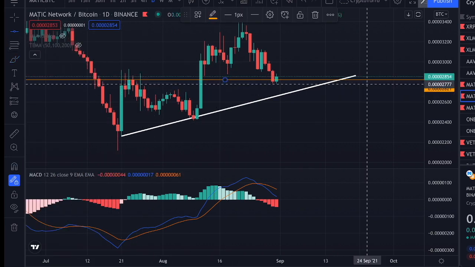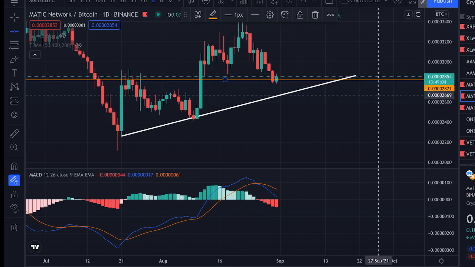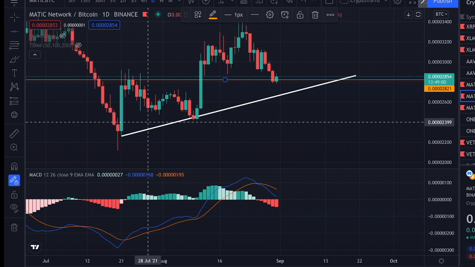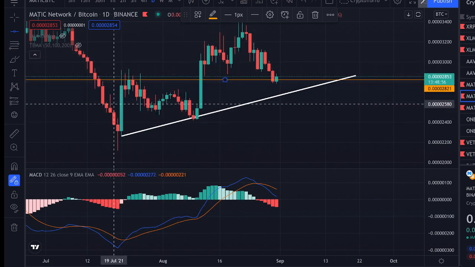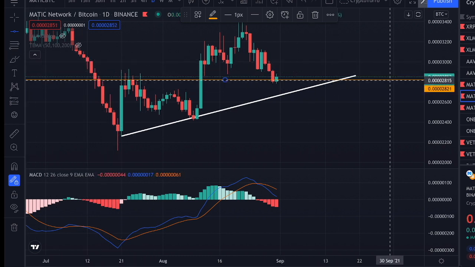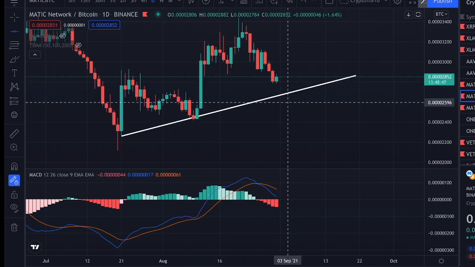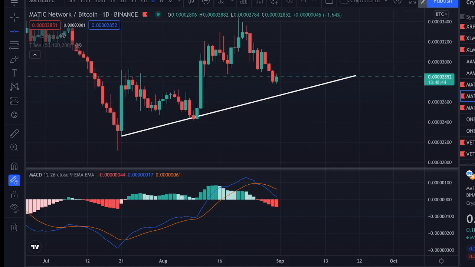You can clearly see that we are trading right on top of this orange level of support and resistance. So I think this is a very important and very strong level of support and resistance, as you can clearly see in the past as well. But as I said previously, I don't think this level will be holding strong. I personally think we will be heading towards the retest of this ascending support, and that is something I wanted to show you.